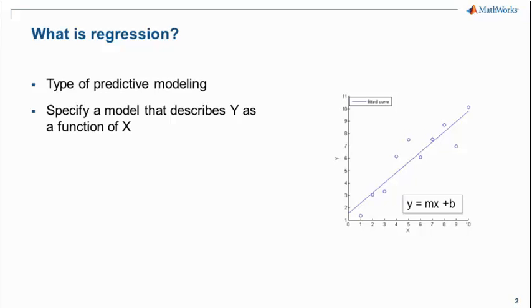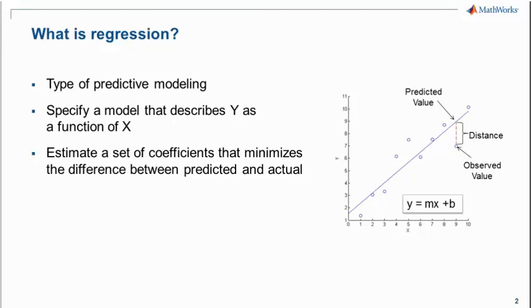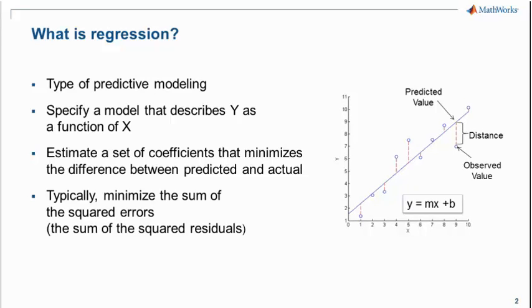Alternatively, we could specify a very complex nonlinear model. The choice of equations is based on our own first principles knowledge about the system that we are modeling. Once we specify this equation, we can use regression analysis to estimate a set of coefficients that minimize the difference between predicted and actual. Typically, we choose a set of coefficients that minimizes the sum of the squared errors. However, in some cases, we might choose an alternative metric.